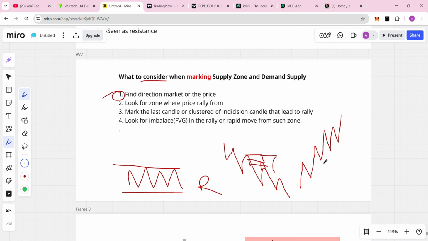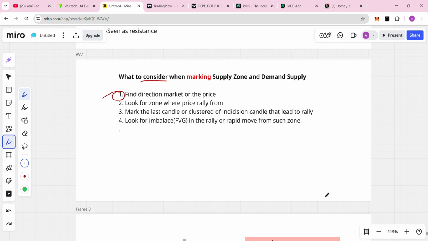So the bottom line is, before you mark anything on your chart, first of all know the direction of the market. Try to decipher the direction of the market. You just have to know the order flow in the market. So once you know the order flow in the market, you can know the possible place that there will be demand or supply. You understand? So this is how to do this thing.